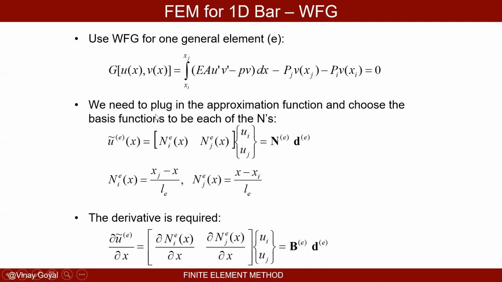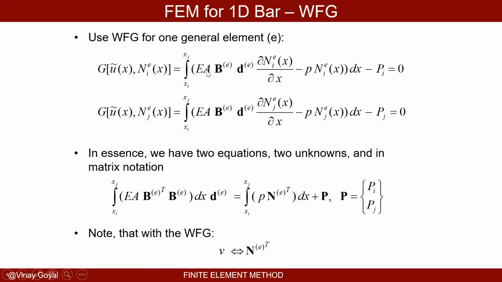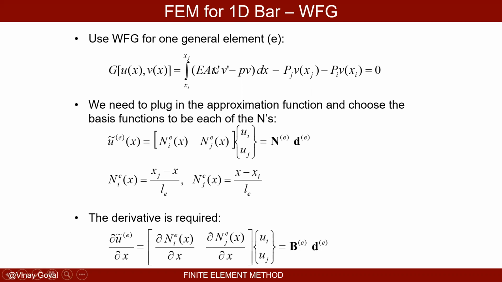Now you can see here that it's the same thing I have. I have EA, right? EA is there. You can see that there. And then for U prime, I converted that to B bold, because U prime is a derivative, which I calculated here. That's B bold.